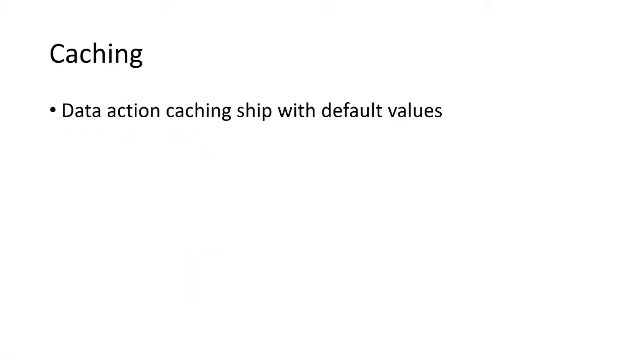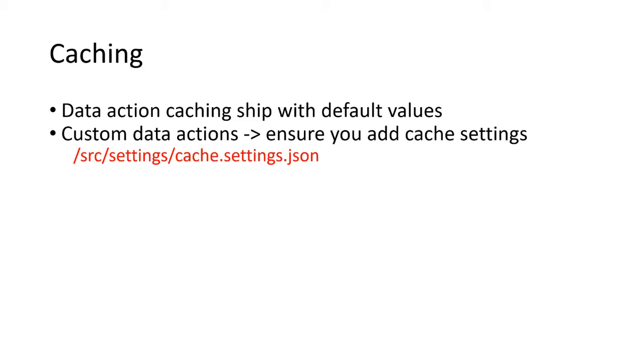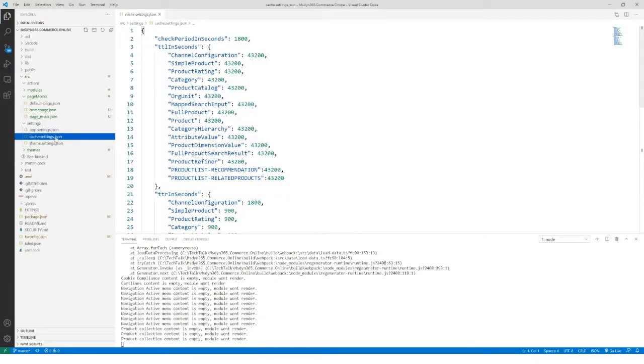All right, so I'm going to move over to caching now. Most of our caching is done at the data action layer. Data actions, if you recall, are what get data into a module. I showed the use of one of them, which was get simple product. And we have a bunch of default values that we set up for caching, and I'll show you that in just a moment. But when you create your own data actions, you want to make sure to set some caching values in there as well. So this file here, the cache settings JSON file, let me show you that file, right there.